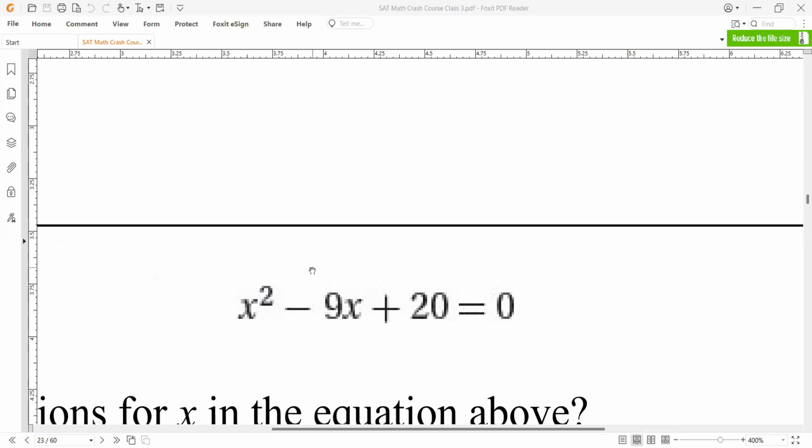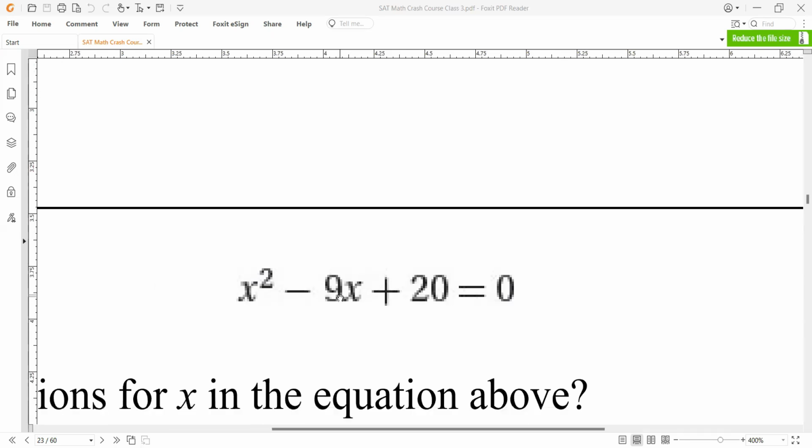Does it seem not understandable? Do you understand what I'm talking about? Yeah. Okay, so what about having degree 4? Just think about x to the power 4 minus 9x plus 20 equals 0. How many solutions for that equation are we going to get?